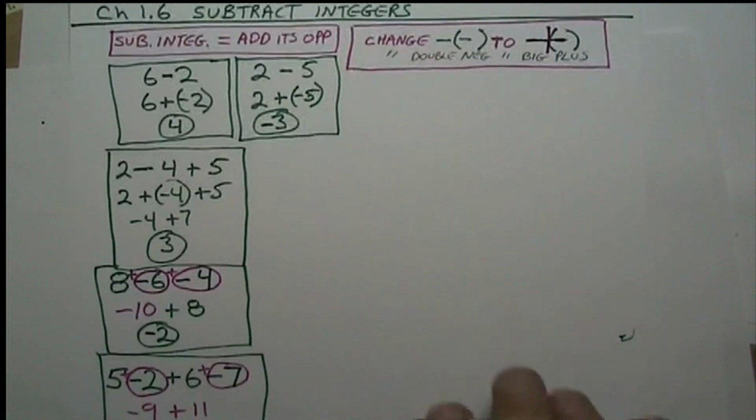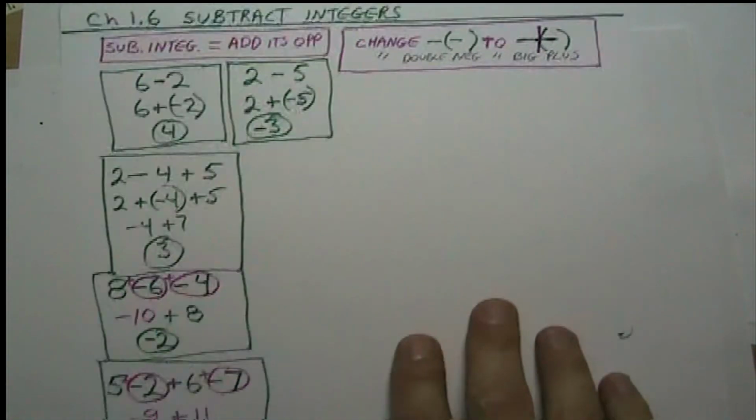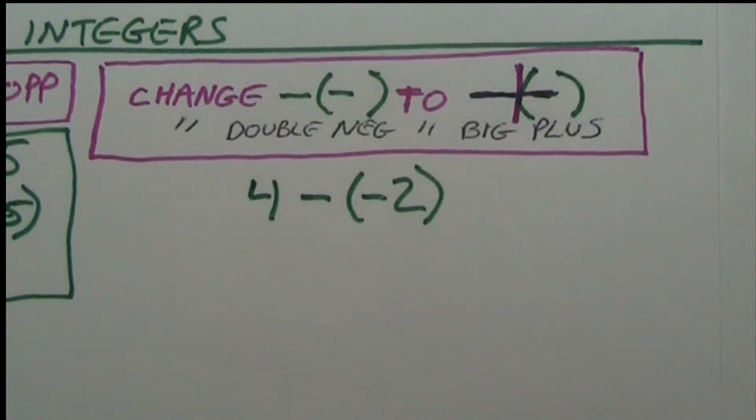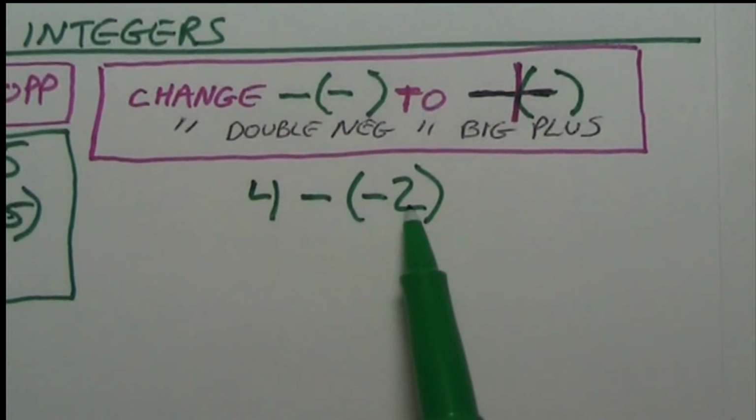Okay, so on my paper, I put all the problems on this side. Now we're going to get to some of the double negatives. Okay, so now we have 4 minus negative 2.